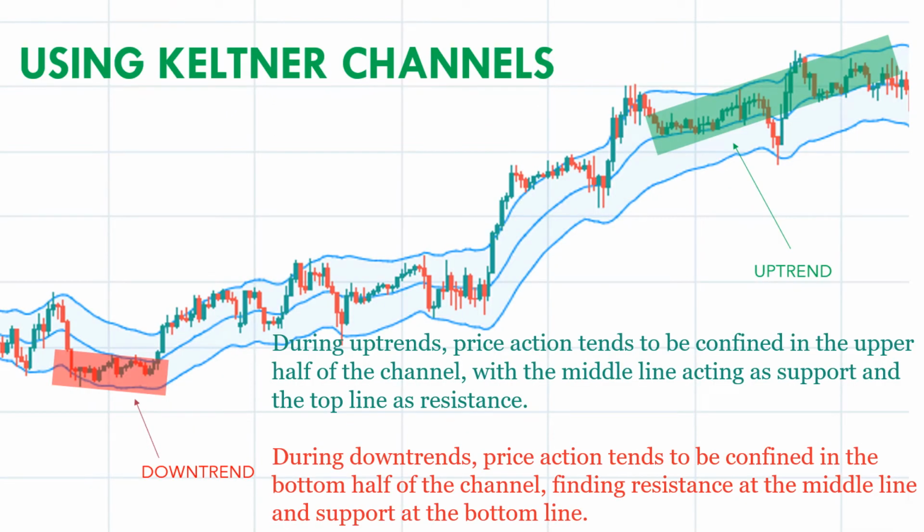The next type of strategy we're going to be looking at is a trend following strategy. As I said, this works best for crosses. During uptrends, price action tends to be confined in the upper half of the channel, with the middle line acting as a support and the top line as resistance. During downtrends, price action tends to be confined in the bottom half of the channel, finding resistance in the middle line and support at the bottom line.